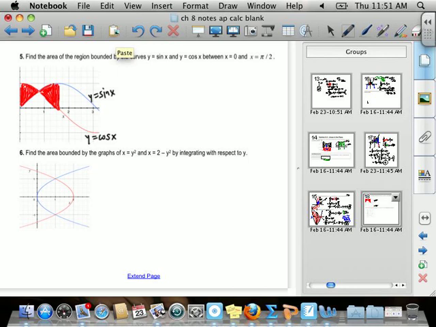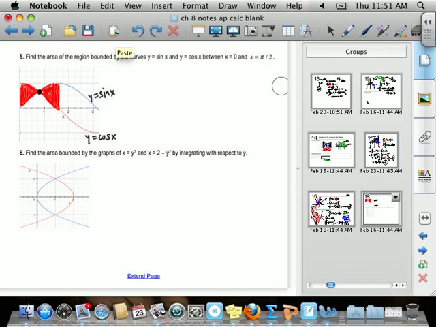All right, so we need to find the point in between. So when is sine equal to cosine? At pi over 4, right? Thinking of your unit circle, at pi over 4 it would be square root of 2 over 2. That's when cosine and sine are the same value.